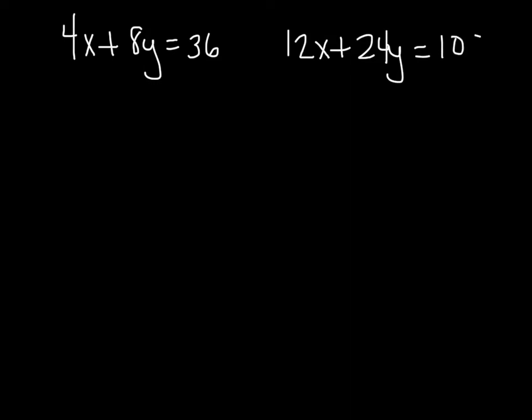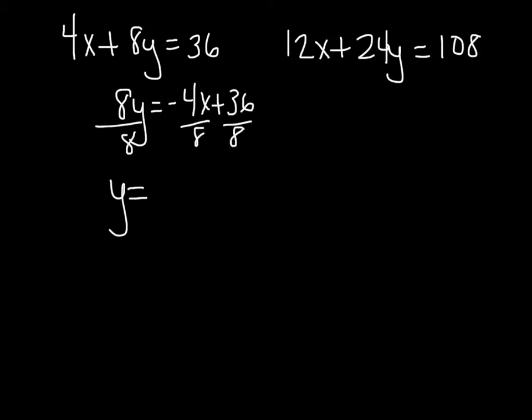I want you to write both equations again: 4x plus 8y equals 36, and 12x plus 24y equals 108. What I would like you to do is solve each of these equations for y. So pause the video, do it yourself, and then come back to the video. If you solve them for y, you would have 8y equals negative 4x plus 36. You divide everything by 8. That gives me y equals negative 4/8, which is negative 1/2 x, plus 36/8, and we'll just leave it like that for now. You can put a decimal or a simplified fraction.